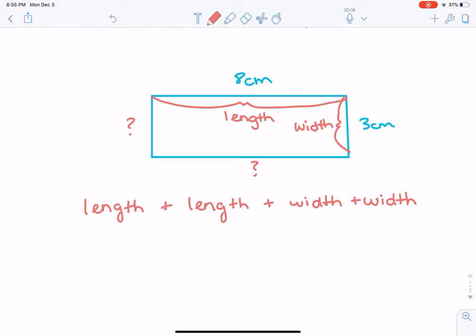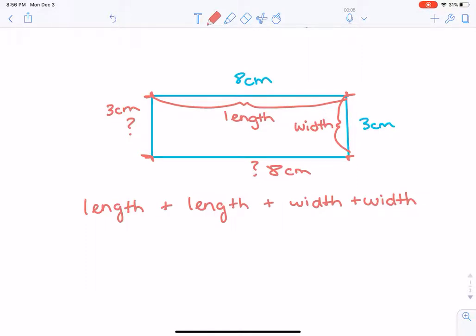Now this is pretty easy to solve for, because we know that the length down here on the bottom is going to be the same as the length up here at the top, which we know is 8 centimeters, so that's easy. We can write that down. And that's going to go for the same with our width. So we know that our width on one side is going to be the same as our width on the other, because we're working with a perfect rectangle. So I'm going to go ahead and write 3 centimeters as well for that. So now we have all of our sides labeled. We can plug that into our formula.